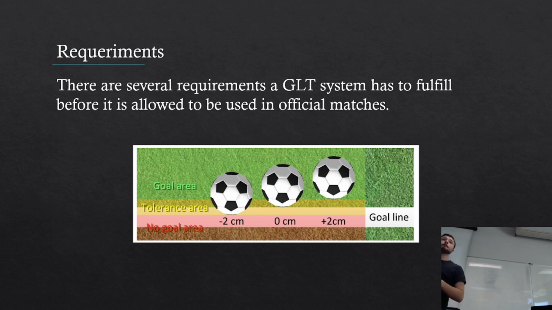We need more requirements. I will talk about this later, but it's like the speed of the ball. We have to have some precision in the speed of the ball, the light of the field of the game, and the weather, like heavy rain or heavy snow.